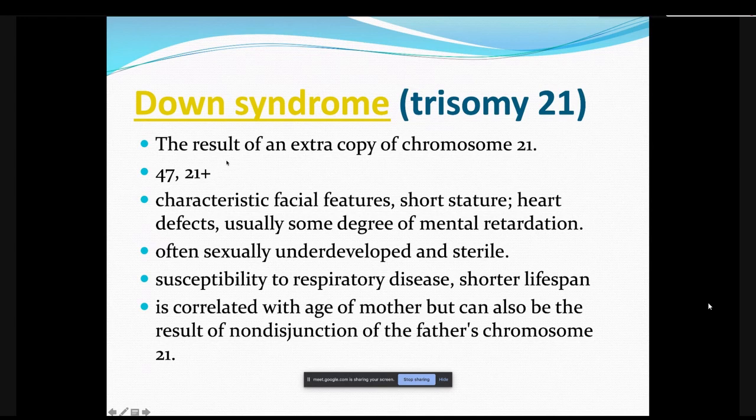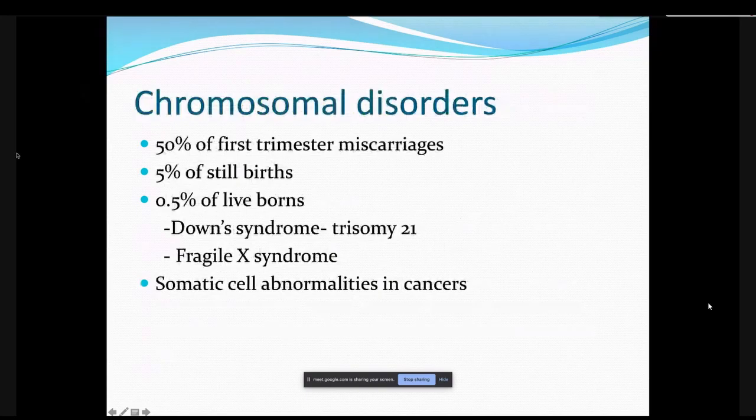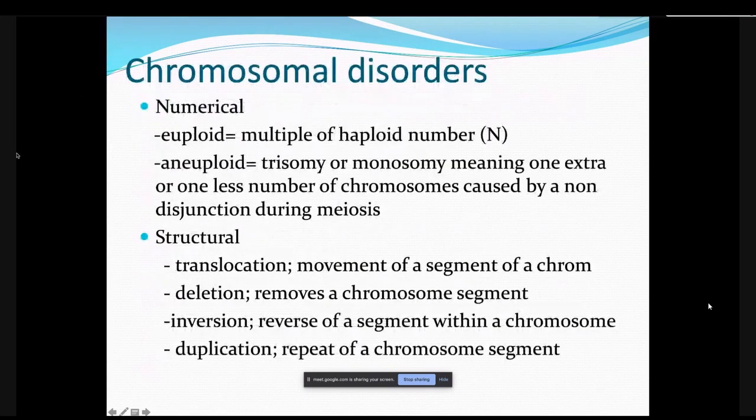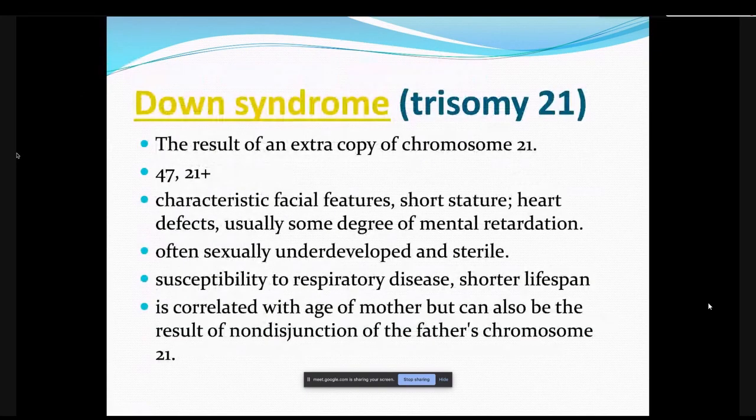How does it present? It presents with characteristic facial features. The children or people who suffer from Down syndrome have short stature, heart defects, and usually have some degree of mental retardation. They're often sexually underdeveloped and sterile. They are susceptible to respiratory diseases and usually have a short lifespan.